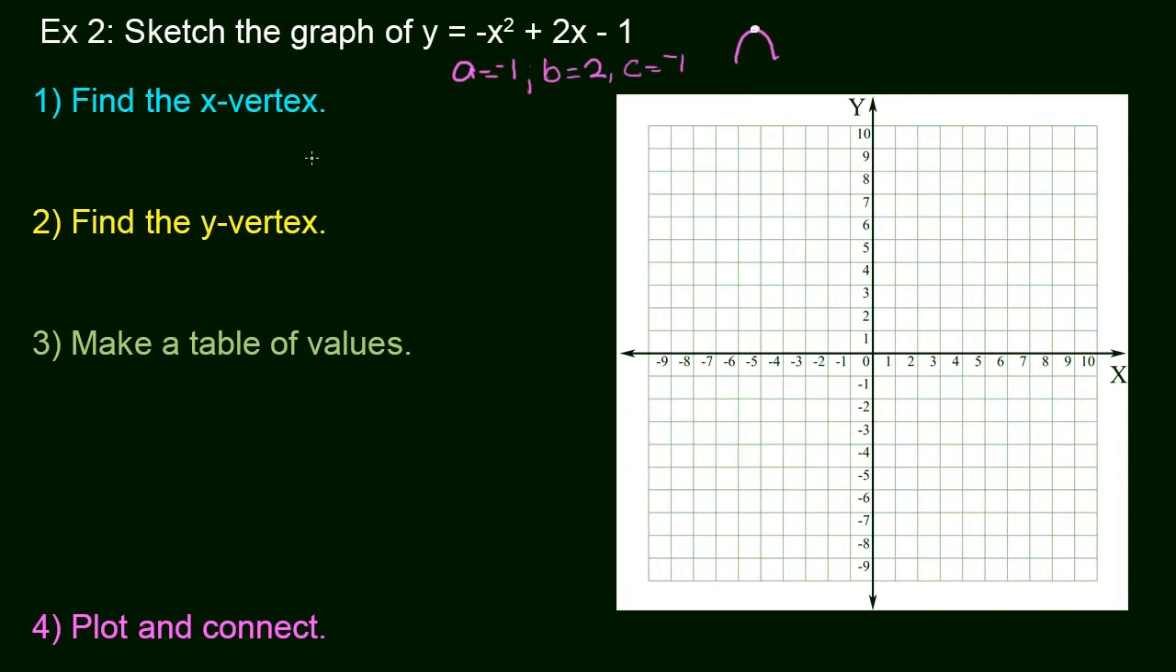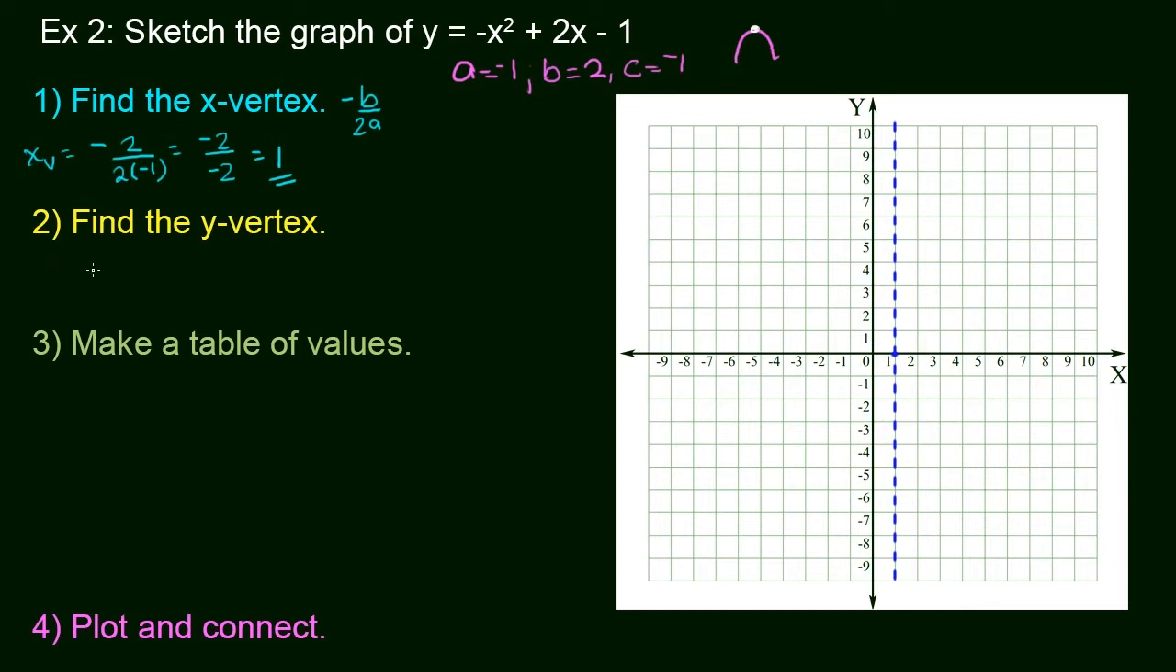To find my x vertex, I'm going to use the formula negative b divided by 2a. So my x vertex is negative 2 divided by 2 times negative 1. 2 times negative 1 is negative 2. Negative 2 divided by negative 2 is 1. Therefore, my x vertex is located at x equals 1. My axis of symmetry is going to be a vertical line that goes through x equals 1.